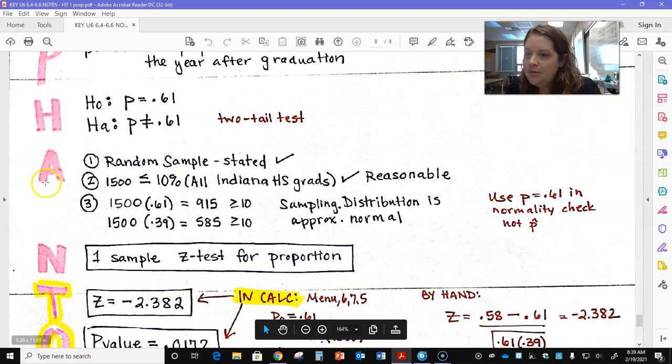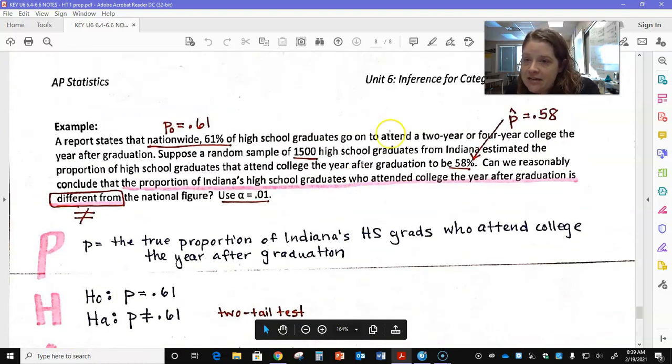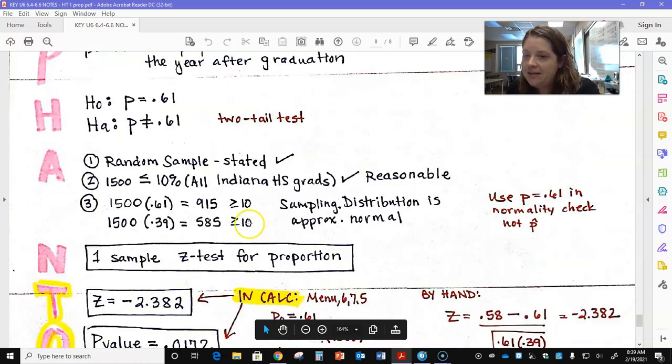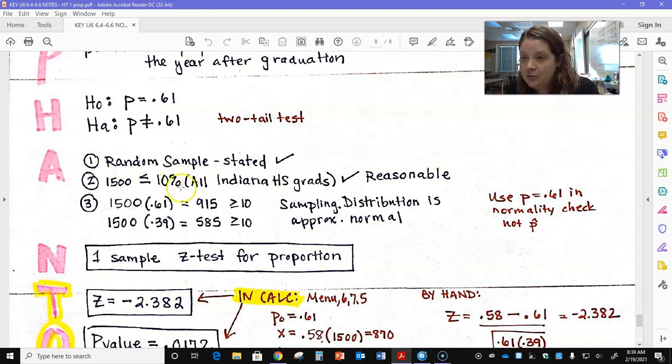All right. The random sample is stated, I believe. Random sample is stated. Is 1,500 less than or equal to 10% of all Indiana high school graduates? That is reasonable. I mean, our high school has like 3,000, so that's very reasonable. And then I'm going to check my n times p's to see if my model is appropriate. So I remember I'm using the p, not p hat in this. 0.61 and 0.39 times 1,500 give me results that are plenty bigger than 10. Those counts are definitely large enough, so the sampling distribution is approximately normal.